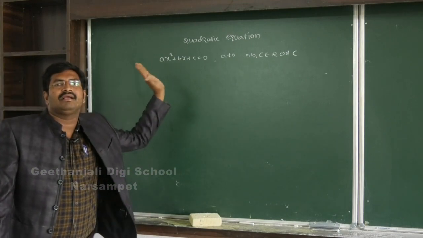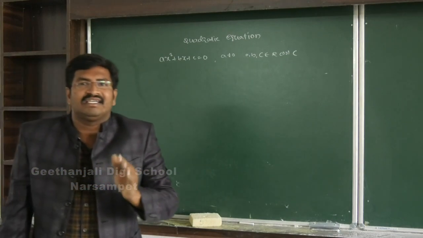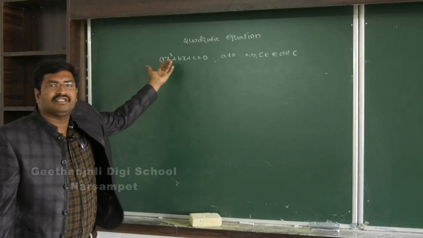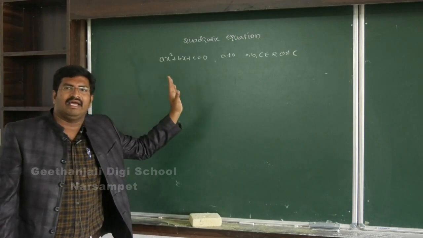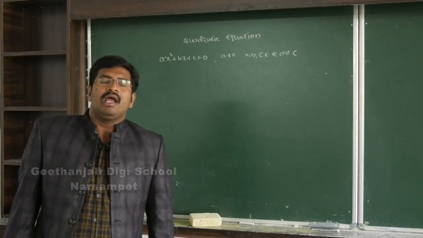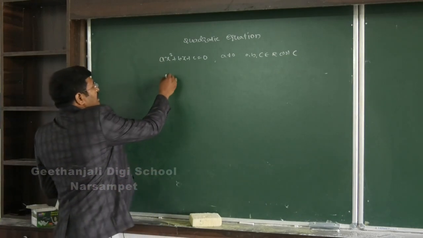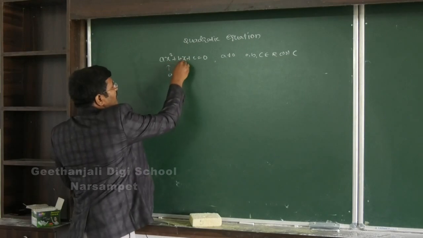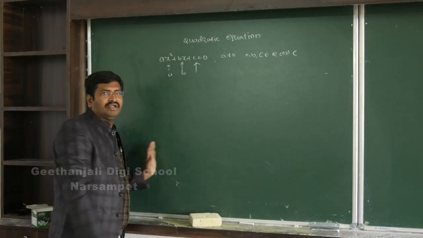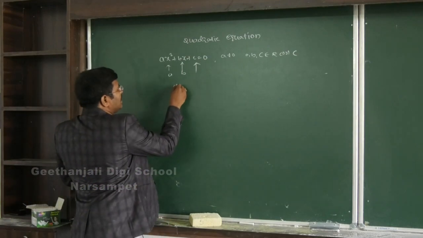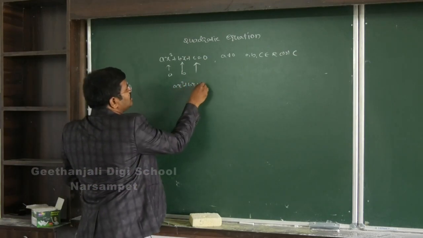Here a, b, c are the coefficients of the quadratic equation, that is, the constants of the quadratic equation. Here a is the coefficient of x square, b is the coefficient of x, and c is a constant. Then you will see we took the condition ax square plus bx plus c is equal to 0.